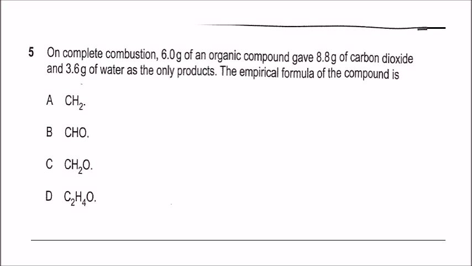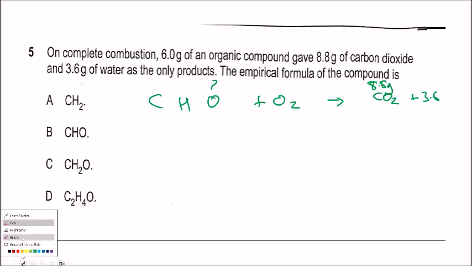Right, so let's have a look at this. So we have an organic compound. It is made up of carbon, hydrogen, and maybe oxygen. We're not quite sure if there is definitely oxygen in it or not. When we completely combusted that, we got carbon dioxide, of which we got 8.8 grams, and we got water, 3.6 grams of water. Now, they were the only products. We've got to work out the empirical formula.